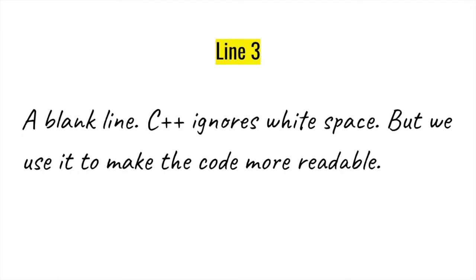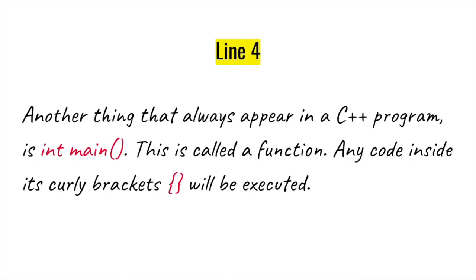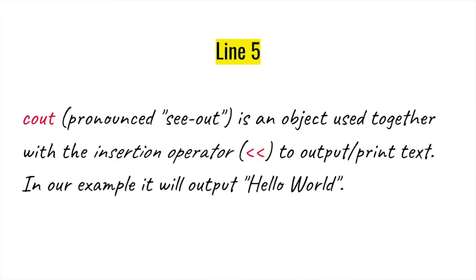Line 3 is a blank line. Though C++ ignores white spaces, we use them to make the code more readable. Line 4. Another thing that always appears in a C++ program is int main and then curly brackets. This is called a function. Any code inside its curly brackets will be executed.